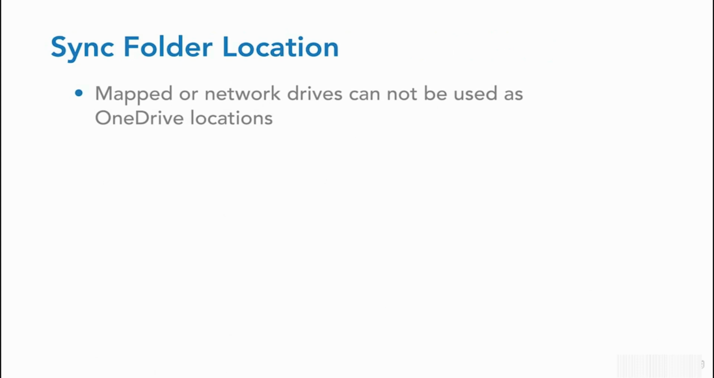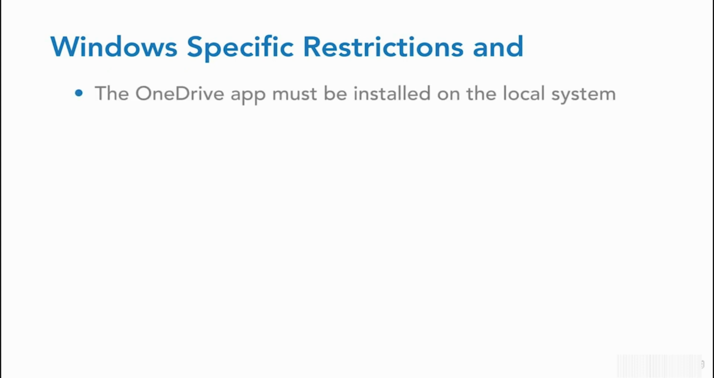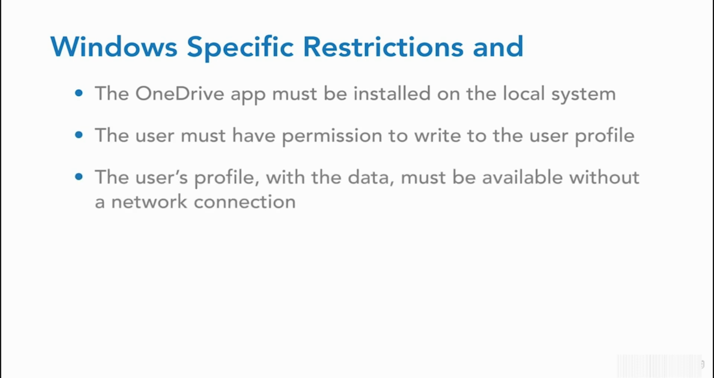Another limitation of OneDrive locations is they cannot be assigned to Mac or network drives. There are a few Windows-specific restrictions and limitations that you need to know about. The OneDrive app must be installed on the local system. The user must have permission to write to the user profile, and the user's profile with the data must be available without a network connection.